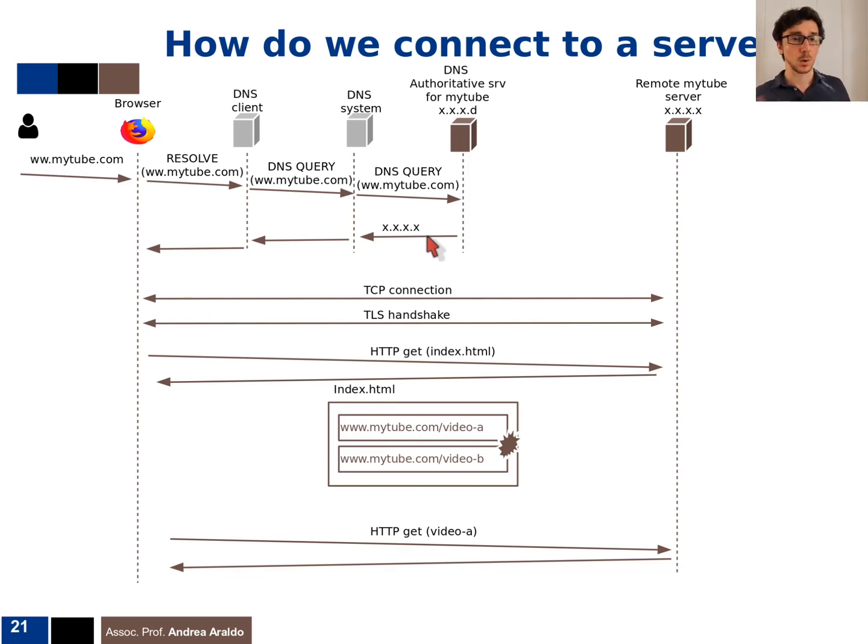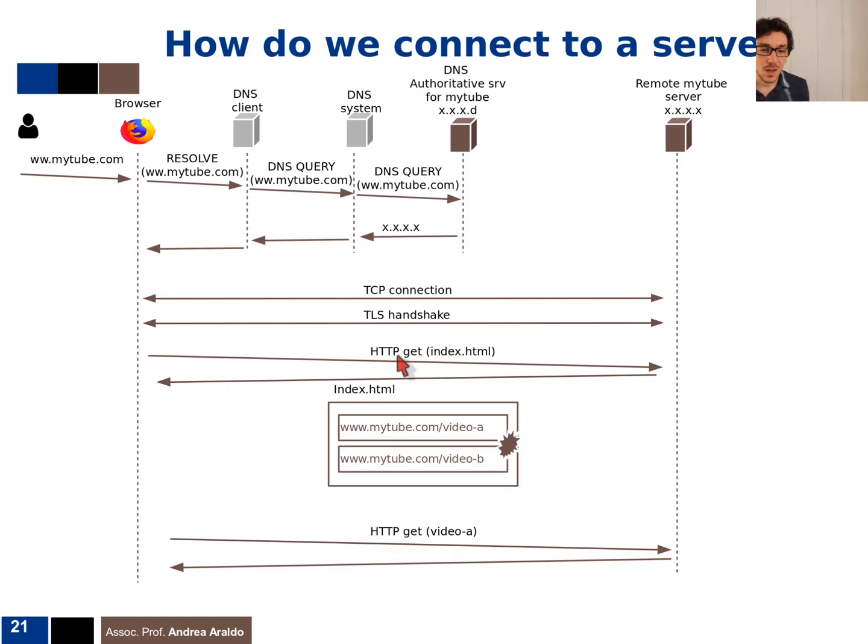Okay. However, apart from these details, now, in some way, the browser of the user knows the IP address of your content server, XXXX. Thanks to this, the browser can open a TCP connection to your server, and then on top of it, it can open a TLS channel. So from now on, all the transmission is encrypted, and inside this channel, the browser will start to send HTTP requests, HTTP GET requests.